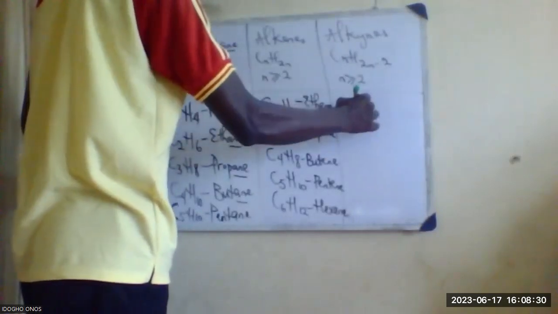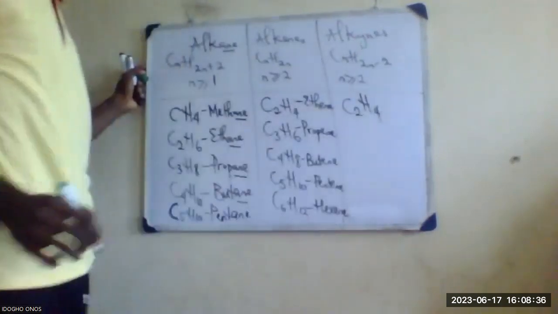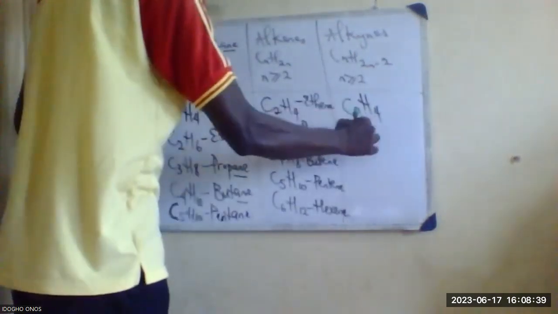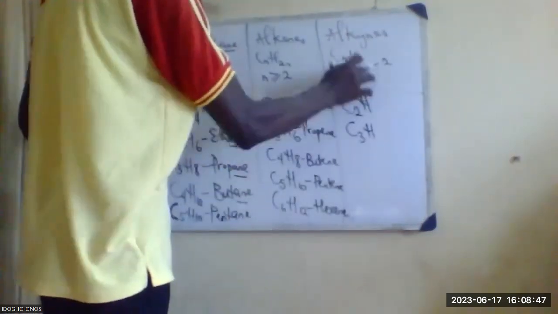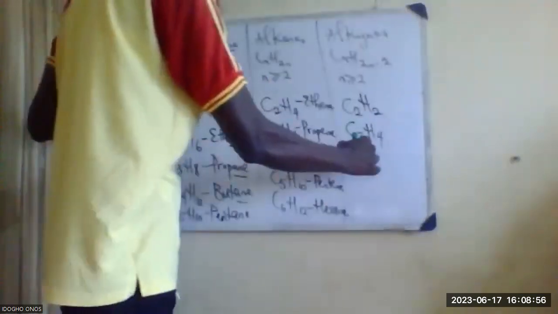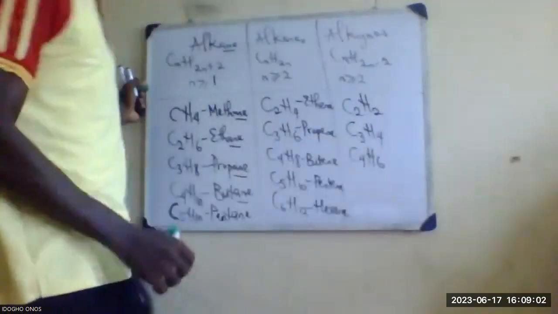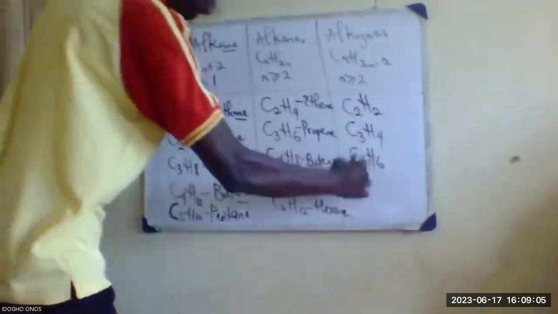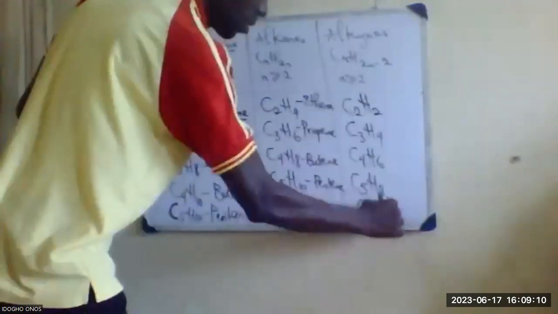Then for alkynes, we also start from 2. That will be C2. 2 times 2 gives me 4, 4 minus 2 gives me 2, so C2H2. The next will be C3. 3 times 2 is 6, minus 2 is 4, so C3H4. Then the next one will be C4H6. We see again, this will continue. This will now be C5, adding 2 gives H8. Then C6H10. Just like that.